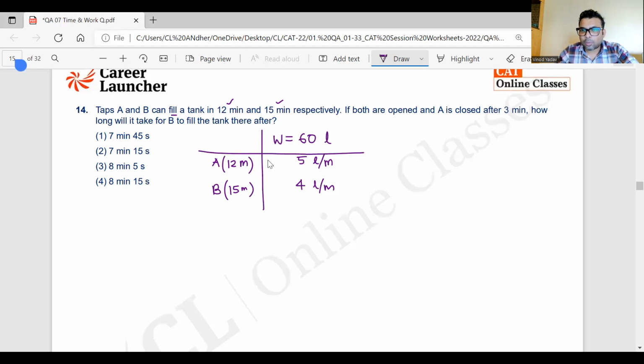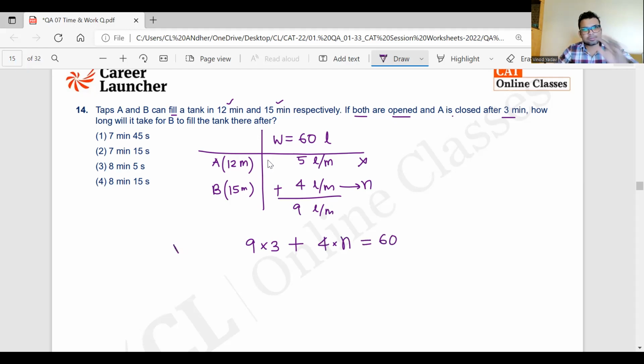Okay, both are open. A is closed after 3 minutes. Means for the first 3 minutes, the combined efficiency was 9 liters per minute. So for the first 3 minutes, this much work was done. After that A is closed, means only B continues further. Suppose B took N minutes after that. So at the rate of 4 liters per minute for N minutes, the total amount of work done should be 60. You just need to frame it, it's enough for these kinds of questions.